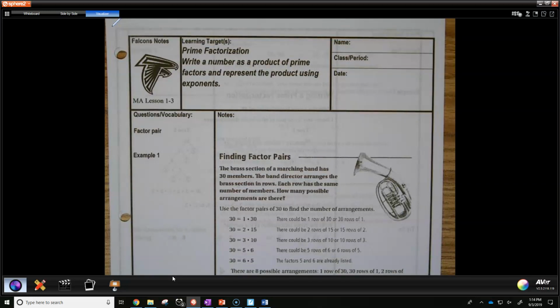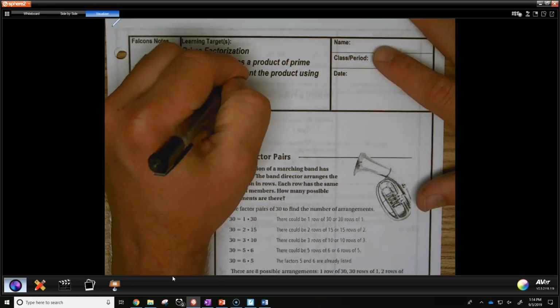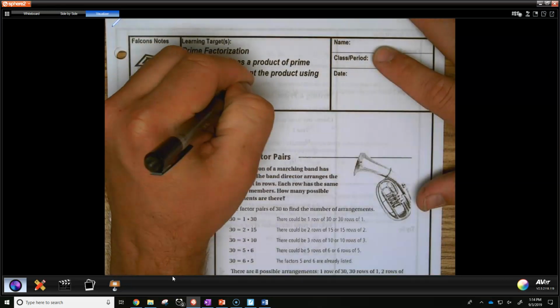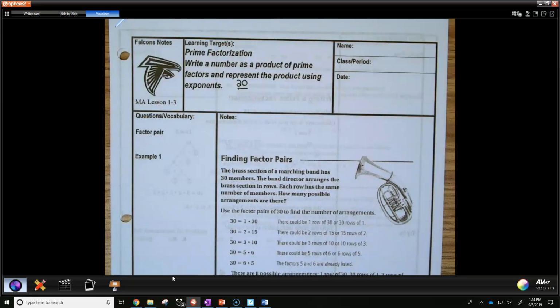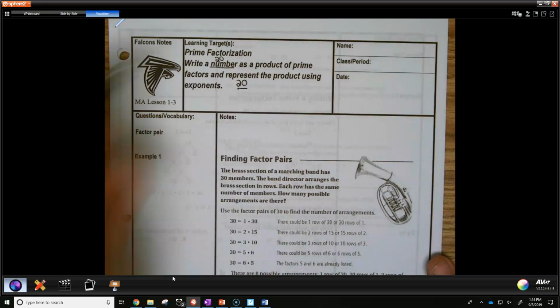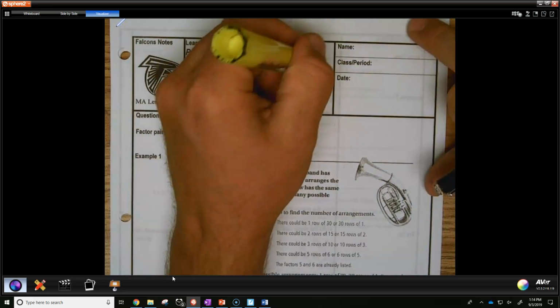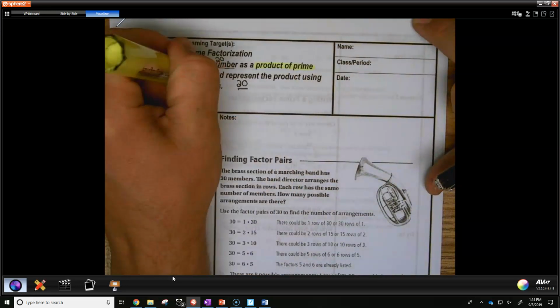So, today, if you would write this on your notes with me, I'm going to say the number 20. So, what this is telling me is that I'm going to take a number, which we made the number 20, and I want to write it as a product of prime factors.